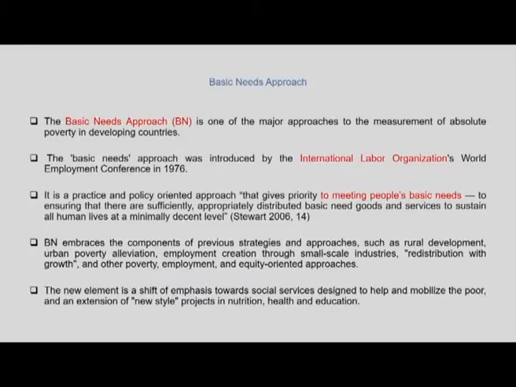In terms of the writings of Francis Stewart, he says that the basic needs approach basically gives priority to meeting people's basic needs, to ensuring that there are sufficiently appropriately distributed basic needs, goods and services to sustain all human lives at a minimally decent level. So, basic needs embraces the components of previous strategies and approaches such as rural development, urban poverty alleviation, employment creation through small scale industries, redistribution with growth and other poverty, employment and equity oriented approaches.